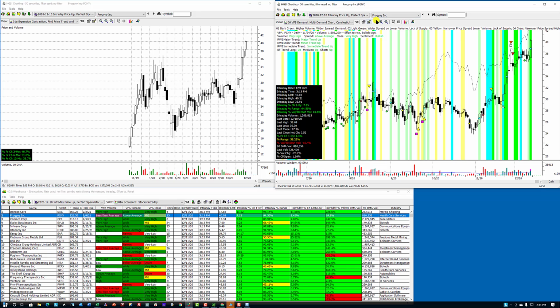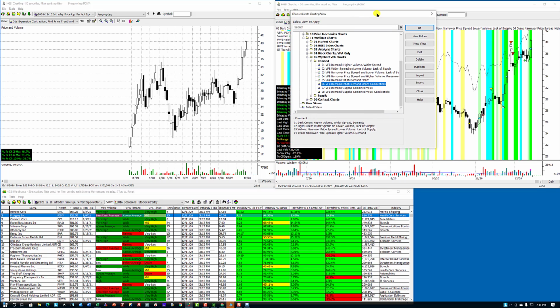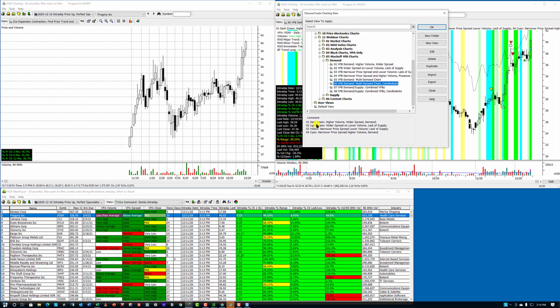And if you want to find out what the color coding means, just click on the Choose Create Charting View, and the color code is right here on chart 6. Dark green, higher volume, wider spread, demand. Those are most in demand. We're seeing that right here.